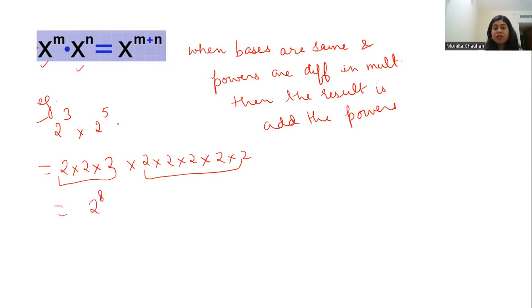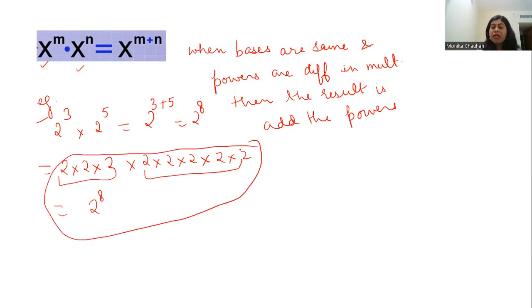Why don't we simply add the powers? 3 plus 5, that also means 2 raised to the power 8. Instead of doing this huge step, you simplify. It looks easy, but in numbers, when you have lots of operations together, you are not writing it out, because sometimes in your exam, your teacher will ask you to simplify these questions using the exponents rule. Then you will not be writing 2 into 2 into 2. So when you have a product, you follow the product rule: add the powers.